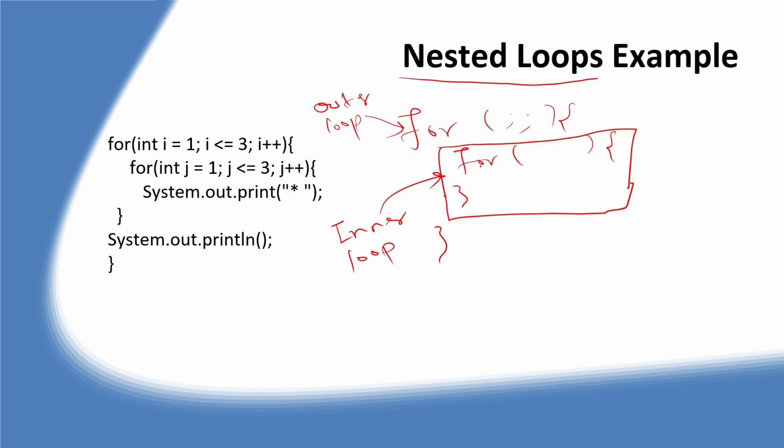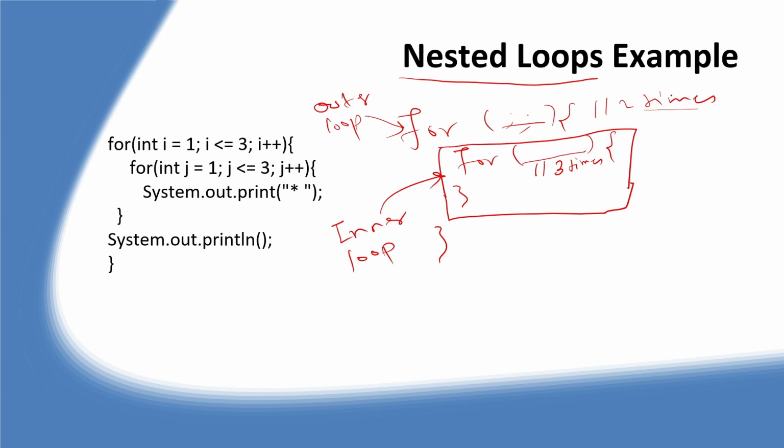So suppose the outer loop executes twice, that is two times, based on the condition. The outer loop will execute two times. And the inner loop condition is such that it will execute, let's say, three times. Now, the inner loop executes completely for each iteration of the outer loop.